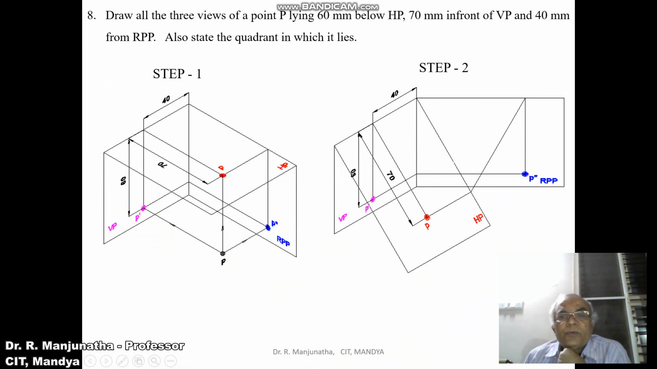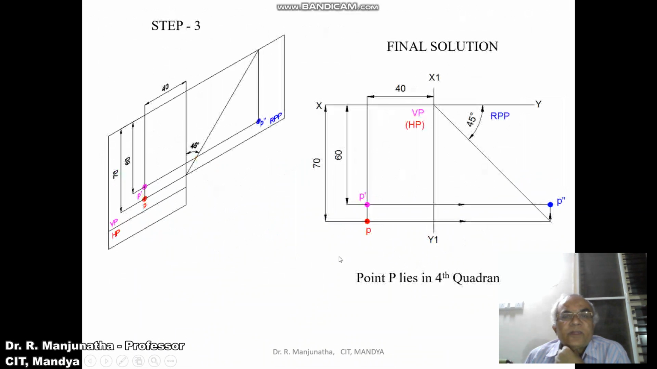So in this step 2, here we are cutting along this and rotating the horizontal plane downwards and the right profile plane in the anti-clockwise direction, so that both VP and RPP will be on the same line, and HP and VP will be overlapping, which is below the XY line. So now we will go for the next one.